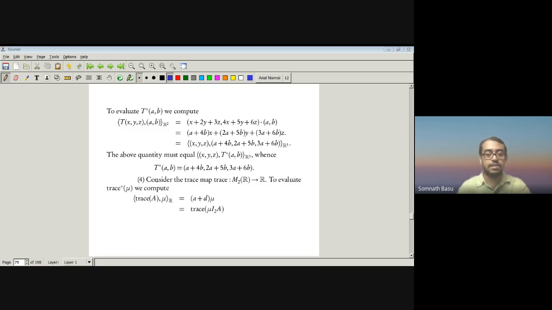On the other hand, the point is, what do I want? I want this to be equal to A dot the adjoint of mu, right? But this is happening where? This is happening in R, this is happening in M2R, 2 cross 2 matrices. So I'm looking for a 2 cross 2 matrix corresponding to trace star of mu, but this I know already. What is this quantity? This is the inner product on M2R.